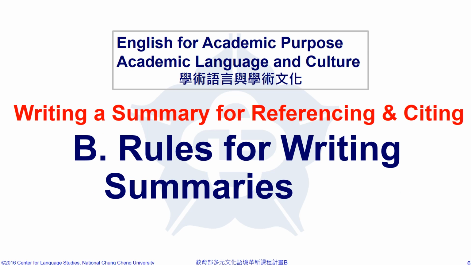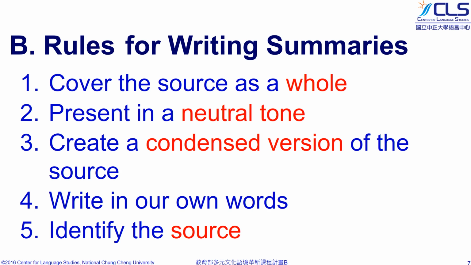Now, let's look at the major rules for writing summaries. First of all, the summary should cover the source as a whole, rather than a mix of quotations. Secondly, the summary should be presented in a neutral tone. In addition, the summary should be a condensed version of the source in our own words. Finally, it's important to refer to the source when writing the summary.